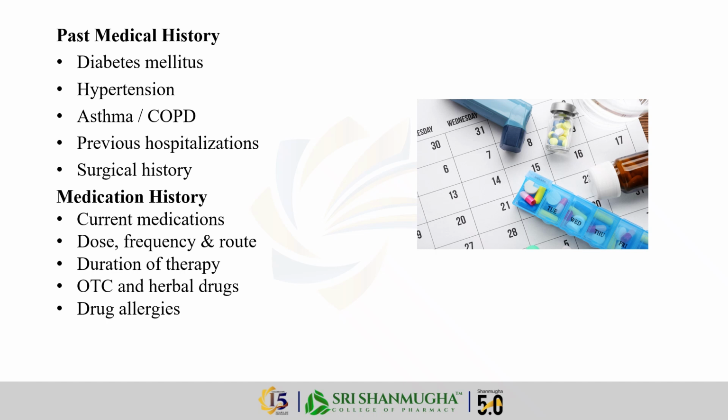And next, past medical history, that is before admission to the hospital, what symptoms or diseases they have. Example, diabetes, hypertension, asthma, COPD or previous surgical history, food history, everything. And what medications they are taking before the admission, the current medications and dose, frequency, route of drug, duration of therapy, any OTC or herbal drug usage, drug allergies, etc.